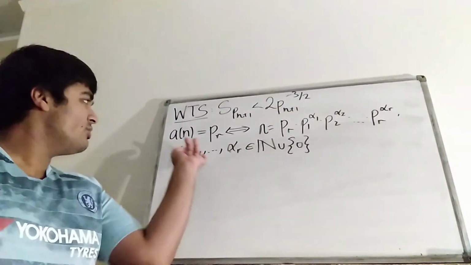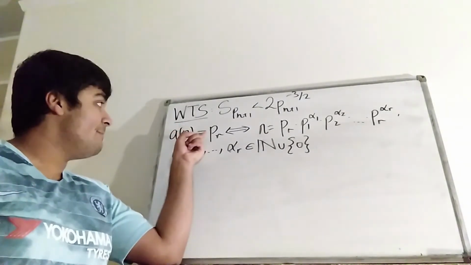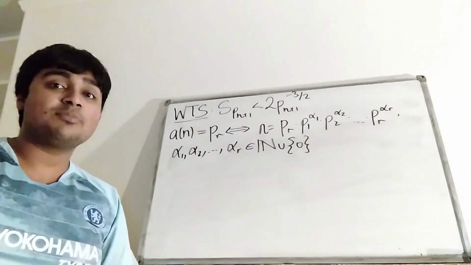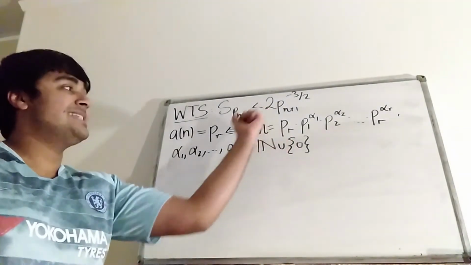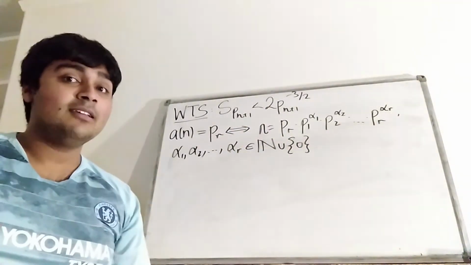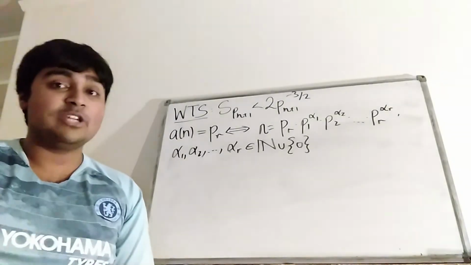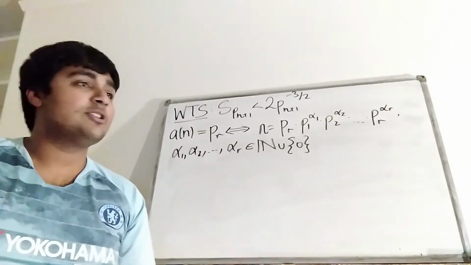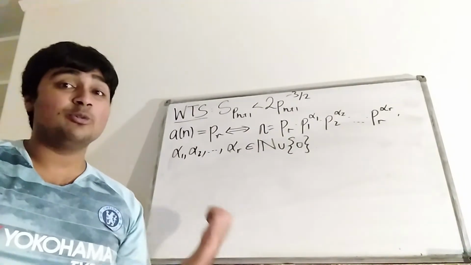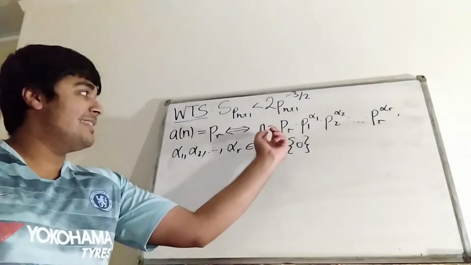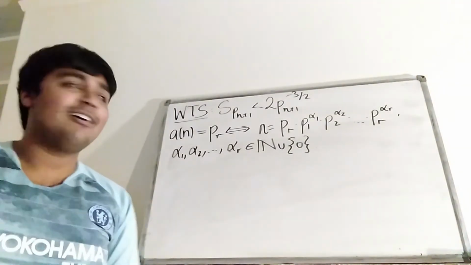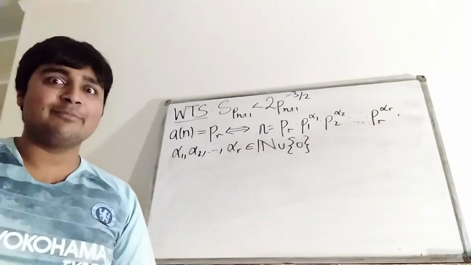Okay, well, why does this hold? Well, suppose an equals pr, then that means that n has largest prime divisor pr. So certainly pr divides n, so that means that n is equal to pr times something, but that something has a prime decomposition, and the prime decomposition must involve primes less than or equal to pr, because if it involved a prime number bigger than pr, then that would mean that n had a prime divisor bigger than pr, and then that would mean that an is bigger than pr.